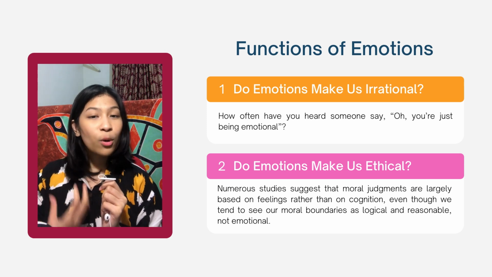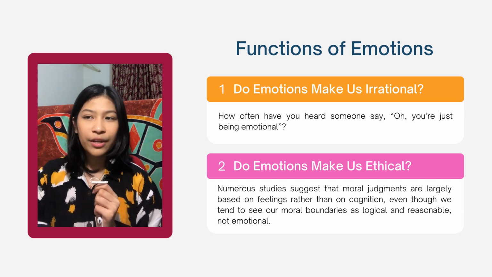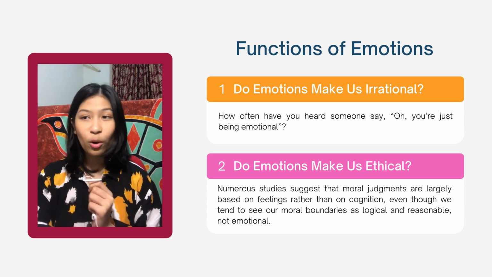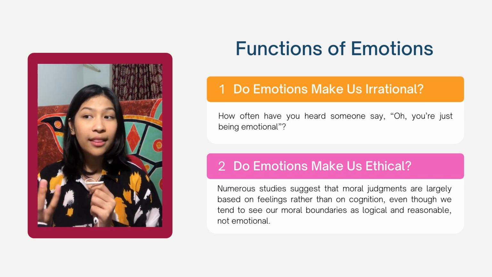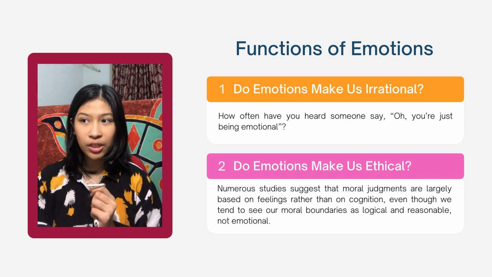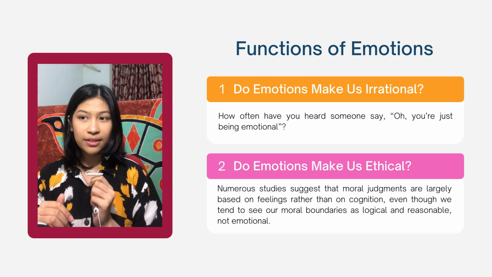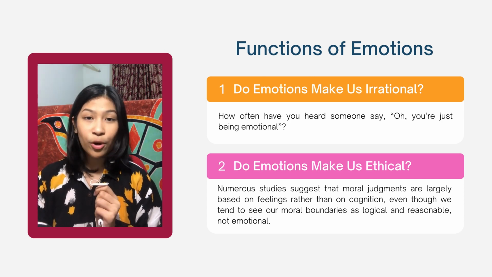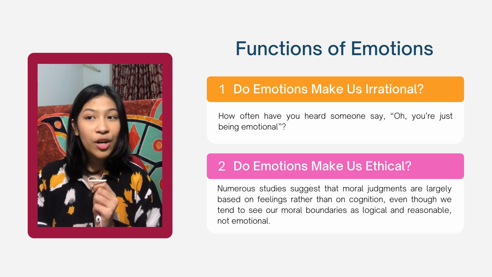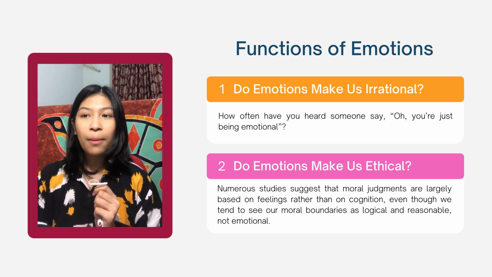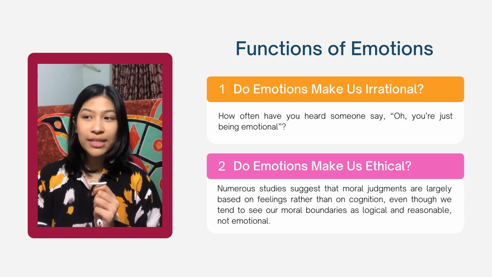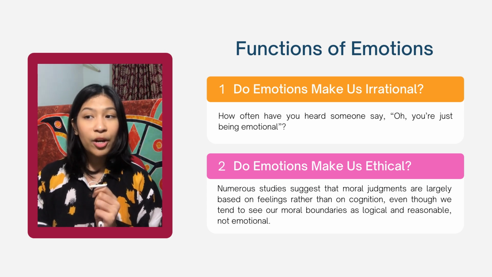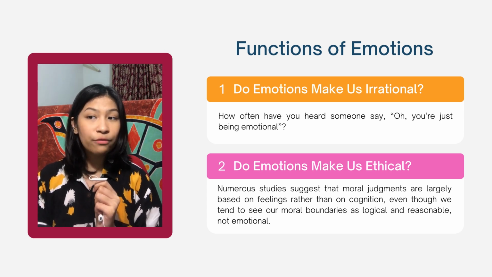The first one: do emotions make us irrational? How often have you heard someone say, "Oh, you're just being emotional"? You might have been offended by those words. Such observations imply that logic and emotion are at odds, and that displaying emotion means we are acting irrationally. This, however, is incorrect. Our emotions really help us think more clearly. Why? Because our emotions give vital information about how we see the environment and drive our actions. Individuals in a bad mood, for example, may be better able to distinguish between true and inaccurate information than those in a good mood.